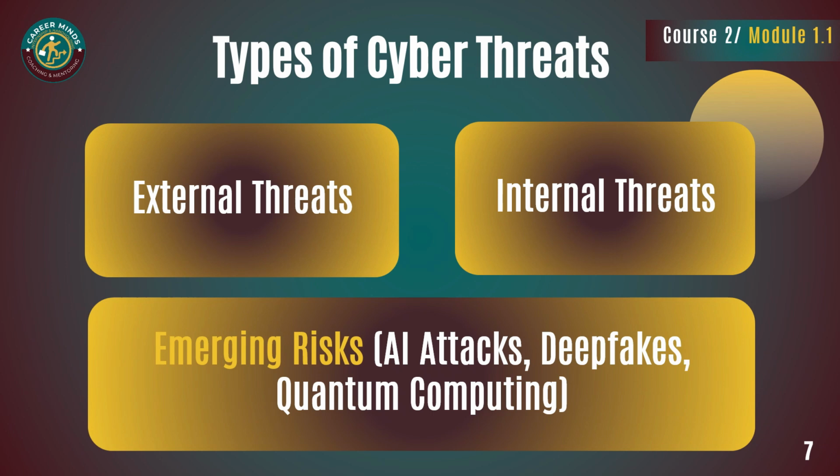Next, we have emerging risks. These are the threats of tomorrow that are already taking shape today. Part of that would be AI-powered attacks that are becoming more intelligent. They are automating large-scale social engineering and malware deployment. We also have deepfakes, which are being used to impersonate executives or even manipulate public opinion. And then there is quantum computing. While this is still emerging, it could one day render current encryption methods obsolete.